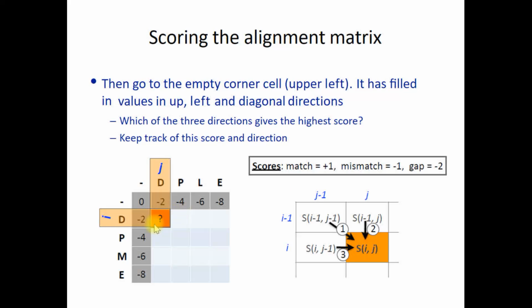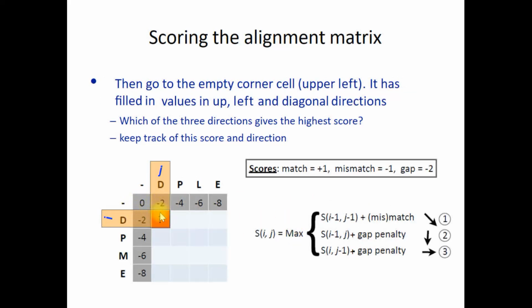Then let's go to the empty corner cell, the orange color cell. The value of this cell depends on its 3 neighbors. The diagonal one can be represented in mathematics by this format, and the upper one is this one, and the left one is this one. So which one is the maximum of these 3? 0 is the maximum, but we have to compare all the summations.